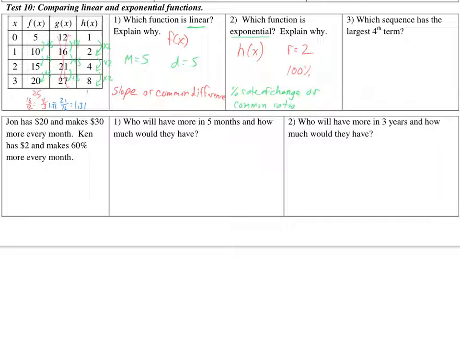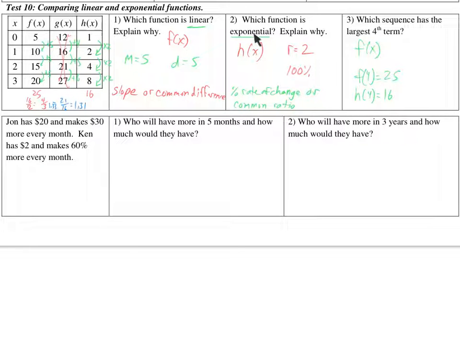What's 8 times 2? 16. So which one is bigger for the fourth term? Well, you can see it's f of x, because f of 4 equals 25, and h of 4 equals 16. It doesn't ask for a reason, but that would be why. Because the fourth term on f is 25, the fourth term on h is 16. And g doesn't have either of the patterns we're looking for, even though it does have a pattern, just not the type we're looking at.